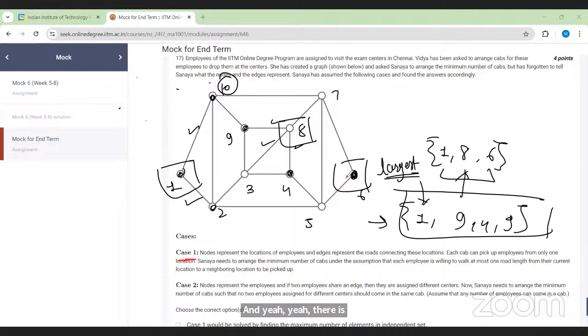It may be similar, but see, either it is vertex cover or maximum independent set. No, that's not the case. It is neither of them. The largest independent set is this.